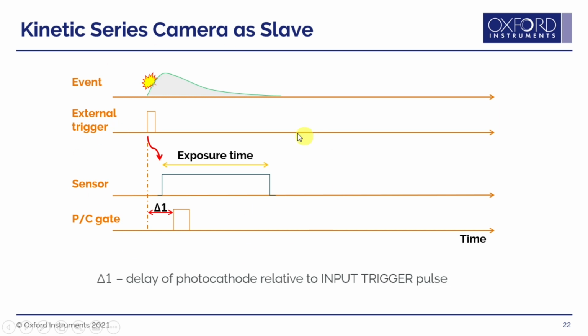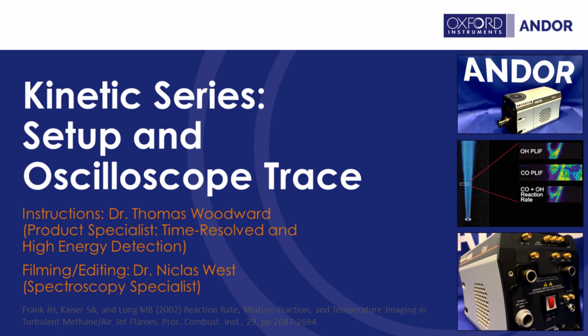If you're taking a kinetic series, when the camera is ready to accept another external trigger signal, after it's read the sensor out, etc., your second event will occur, and if the camera is ready, the external trigger that occurs then will, with the insertion delay, trigger another sensor exposure and another photocathode gate at the same time.